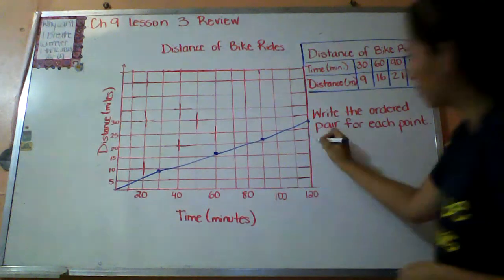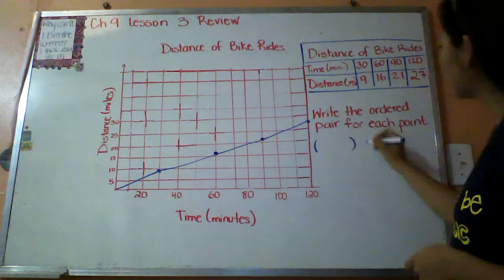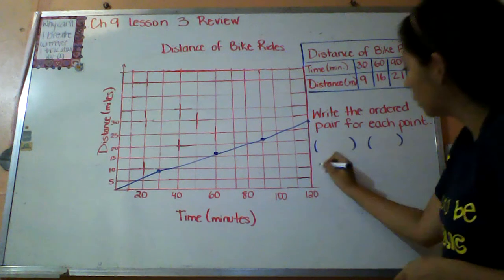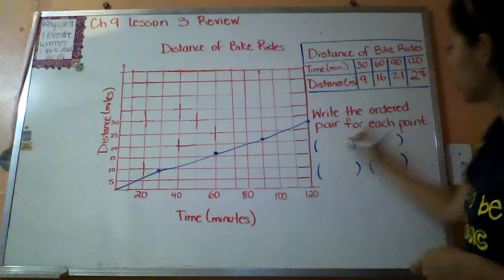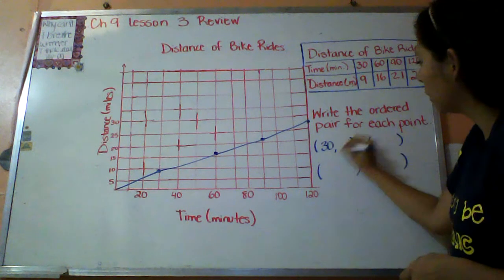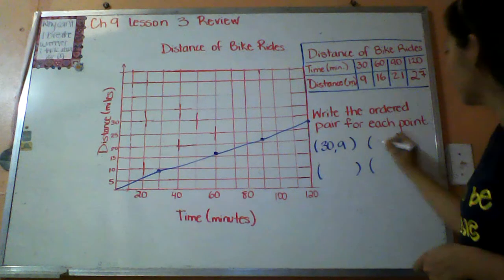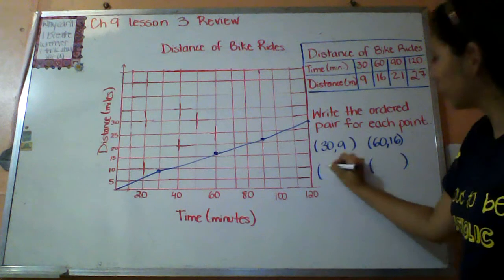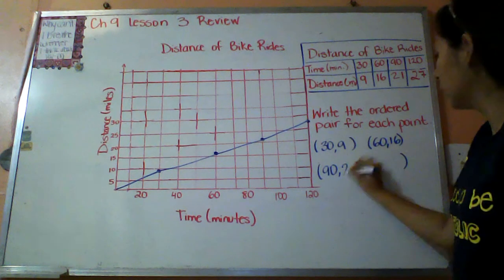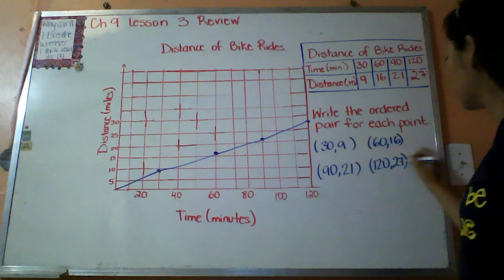And the last step would be to write the ordered pairs. So I have 1, 2, 3, 4 sets of ordered pairs that I have to write. The first one would be 30, 9, making sure that the x value is first. Then I'll have 60, 16, and I'll have 90, 21, and then I'll have 120 and 27.